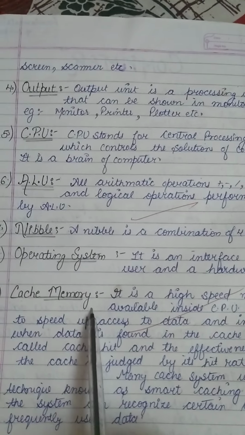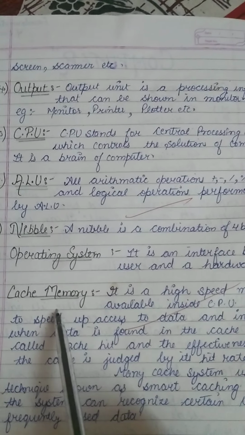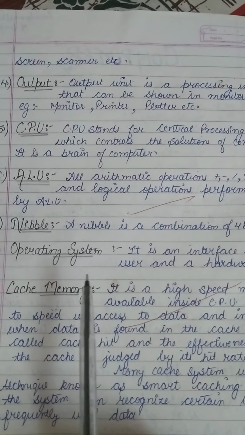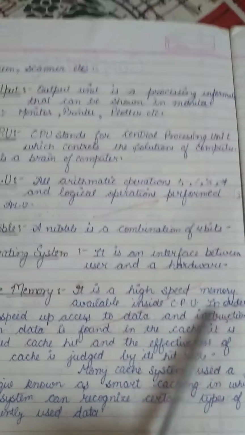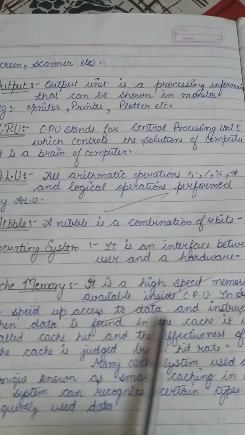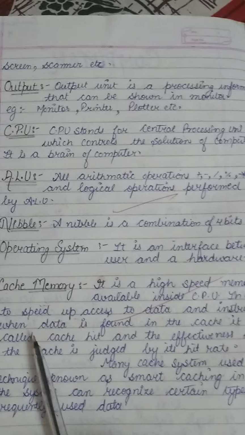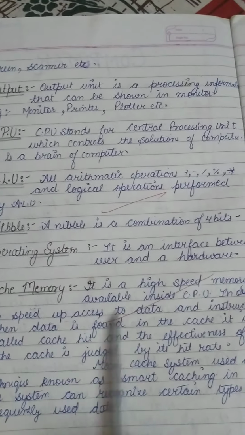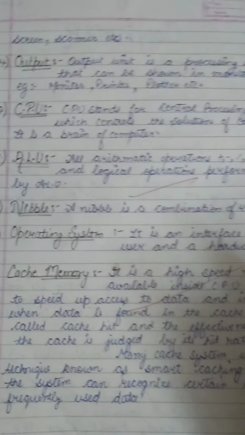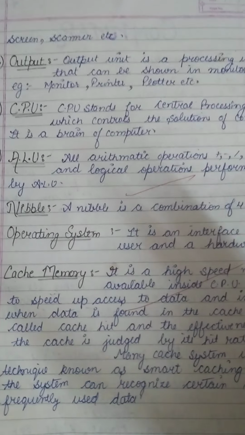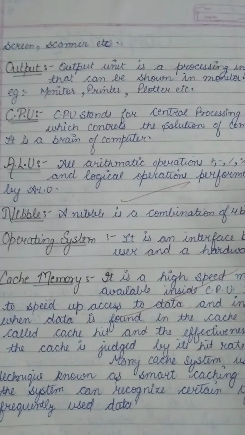Next, the cache memory. This can be learned later in the memory section, but in this session we only learn its definition. It is a high-speed memory available inside the CPU in order to speed up access to data and instructions. When data is found in the cache, it is called a cache hit. It means if we want any type of data frequently, we can take it from the cache memory. It is a temporary memory, not a permanent memory.